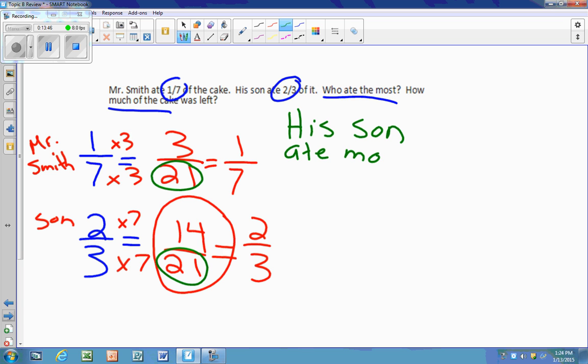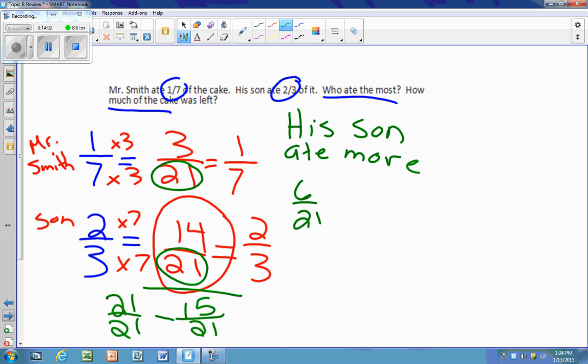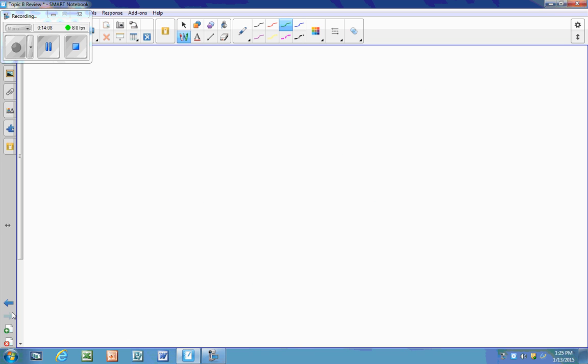And then it says how much of the cake was left. So I have to add these two numbers together because they have eaten 15/21. So what's left? I have to figure out that the whole is 21/21 and subtract it. And 6/21 is left. And that is the end of the topic B review.